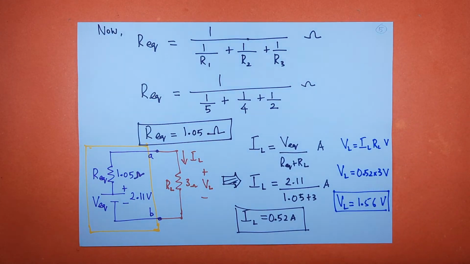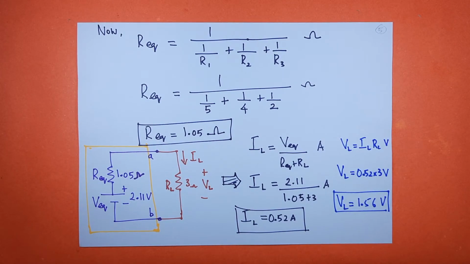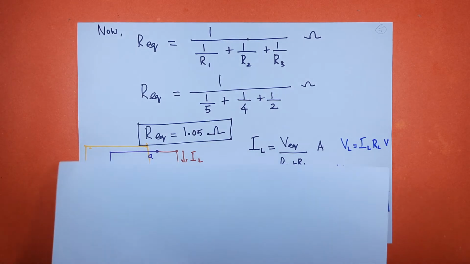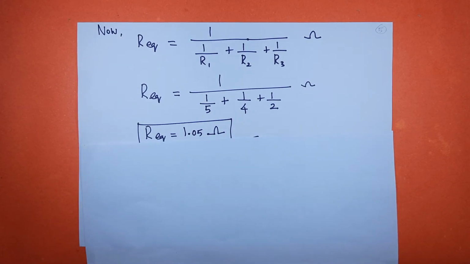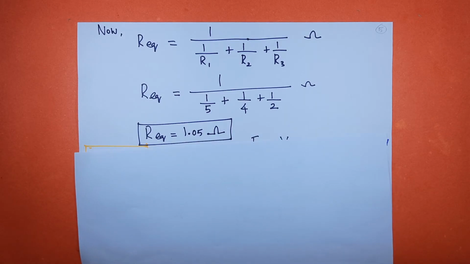So next we have to find out what is the R equivalent, right? So R equivalent is given by 1 divided by 1 by R1 plus 1 by R2 plus 1 by R3 ohm. So substitute the values for R1, R2, R3. R equivalent equal to 1 divided by 1 by 5 plus 1 by 4 plus 1 by 2 ohm. If you calculate this, it comes around R equivalent equal to 1.05 ohm.